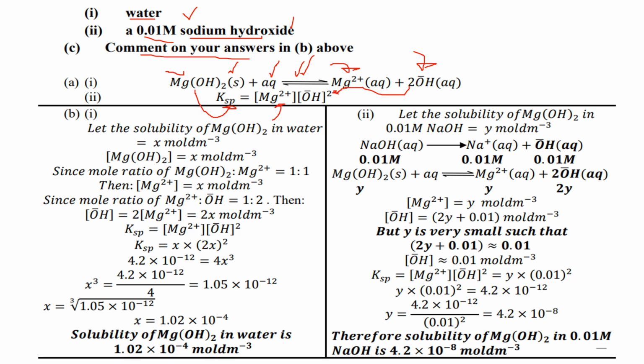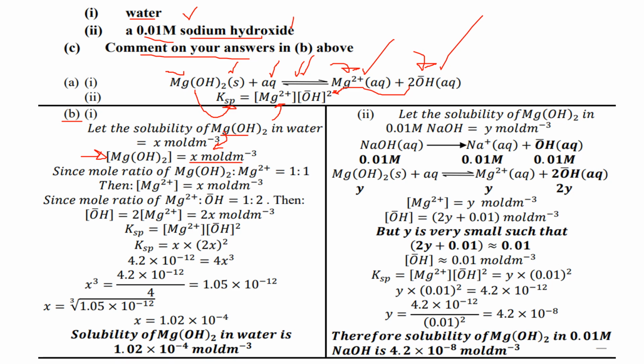So Roman number 1, let's calculate the solubility of magnesium hydroxide dissolved in water. First of all, we let the solubility of magnesium hydroxide be X moles per decimeter cubed. Remember that I told you solubility is the same as the molar concentration. So the molar concentration of magnesium hydroxide is going to be equal to X moles per decimeter cubed. Now we use mole ratio to determine the molar concentration of magnesium ions and the hydroxide ions.